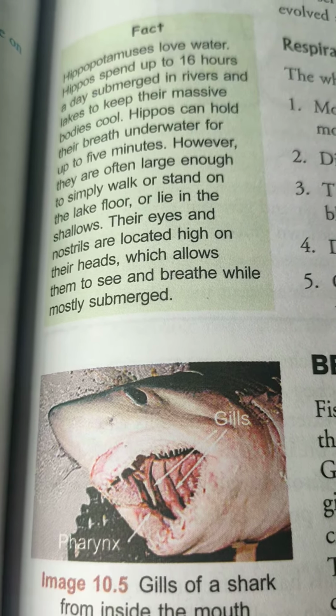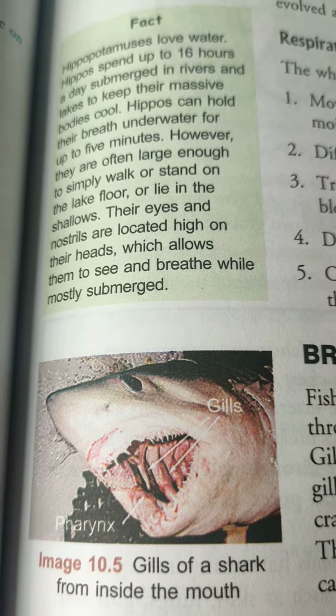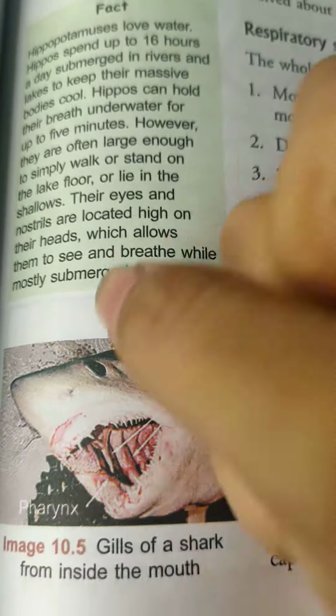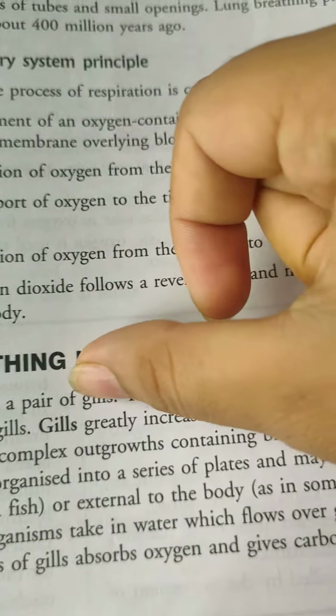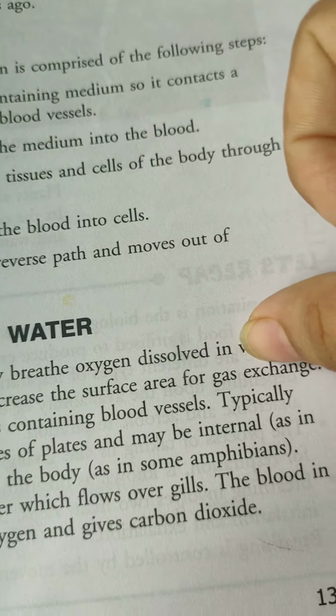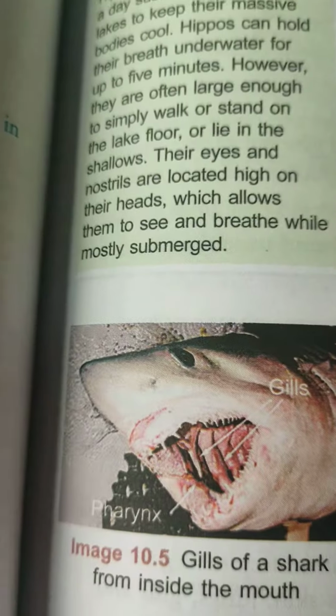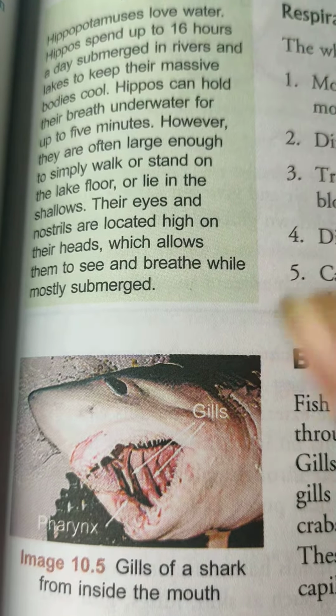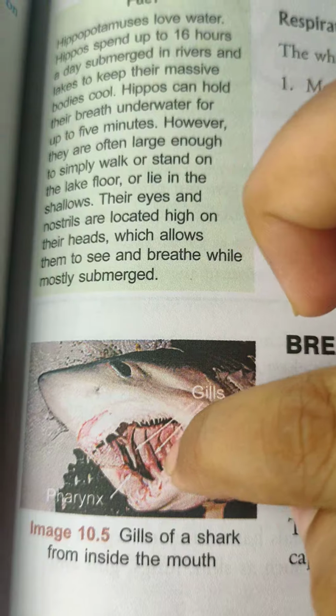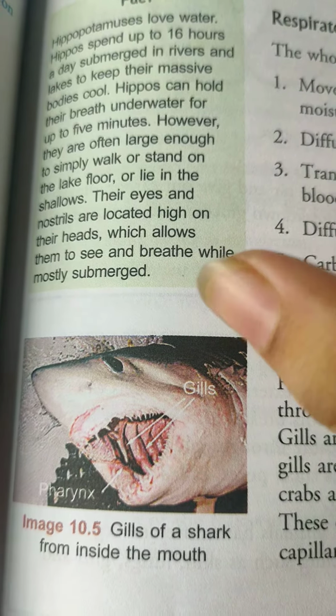And how do they breathe? They breathe with the help of oxygen dissolved in water. You see, the gills greatly increase the surface area for gas exchange. That means what do the gills help in? The gills help to absorb oxygen, because in water there is oxygen already dissolved, right?